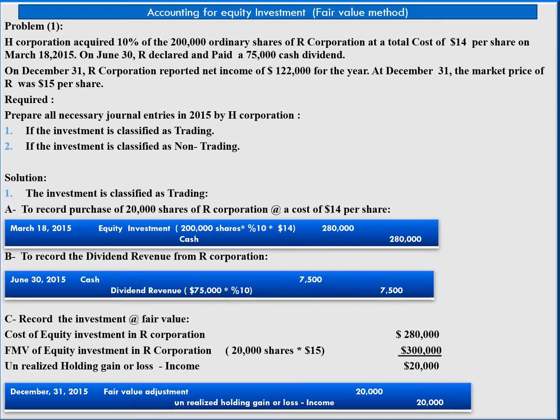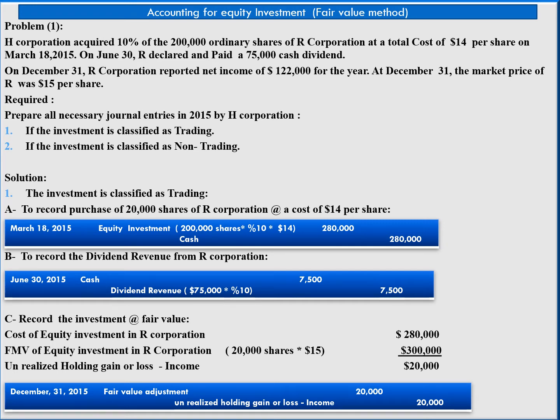Keep in mind, H Corporation acquired 10% of 200,000 ordinary shares of R Corporation. This means that H Corporation is the investor and R Corporation is the investee. Okay? Required: prepare all necessary journal entries in 2015 by H Corporation. Number 1, if the investment is classified as trading. Number 2, if the investment is classified as non-trading.